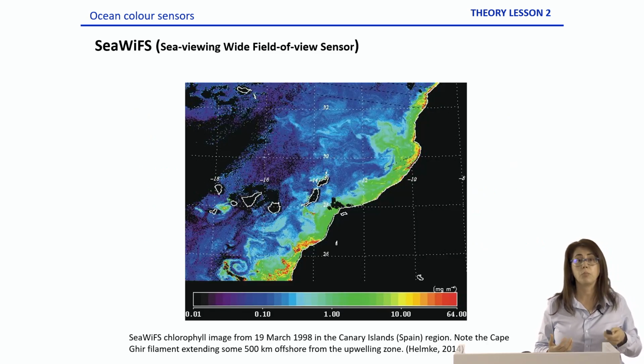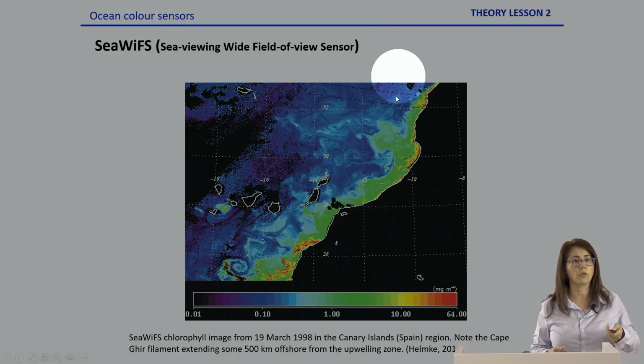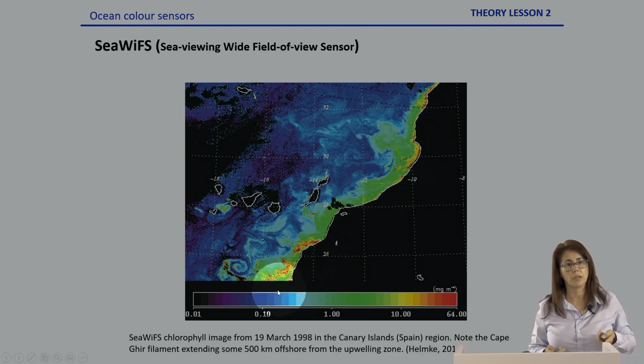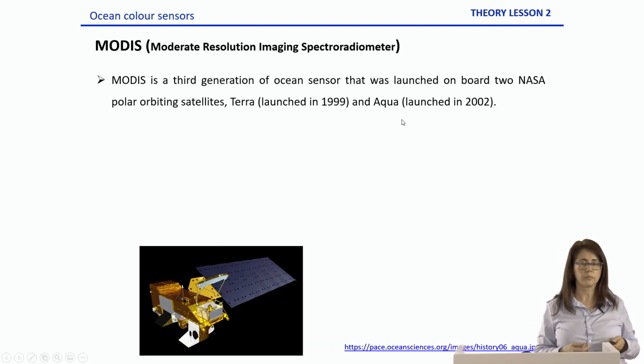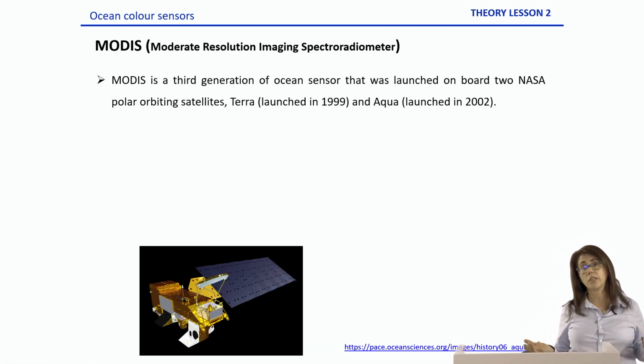This is an example of a SeaWiFS image, again for the Northwest African upwelling around the Canary Islands region. And we can see here chlorophyll concentration. We can see the upwelling that is active. Okay. Another sensor is MODIS.